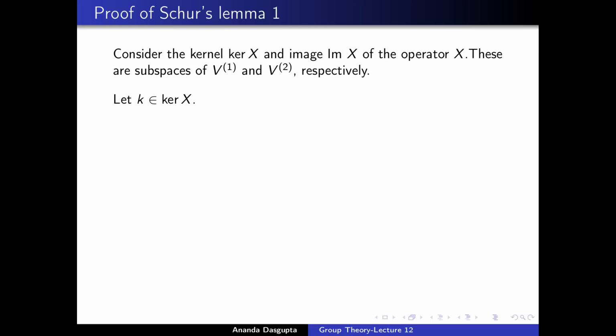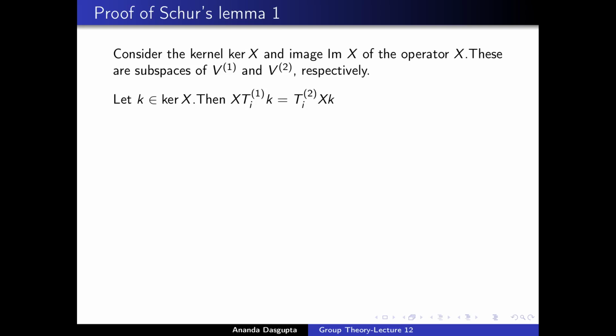Let us begin with the kernel of X. What we want to show is that the kernel of X actually is an invariant subspace under the action of the operators Ti1. In order to show this, we pick a specific vector, let's say small k, from the kernel of X, and then ask what happens when you apply X on Ti1 k. Now, since X Ti1, according to our conditions of the lemma, is the same as Ti2 X, this is of course the same as Ti2 X acting on k.